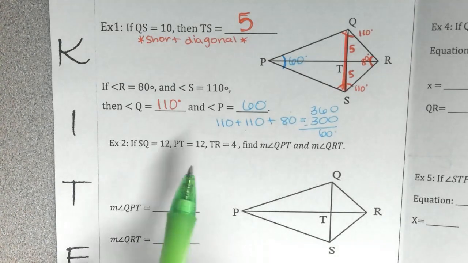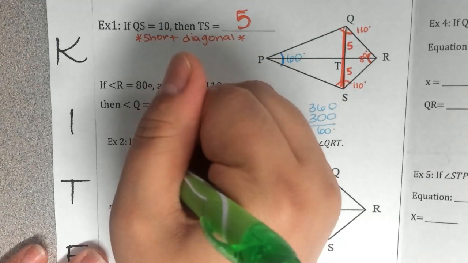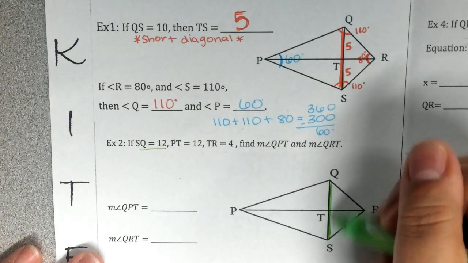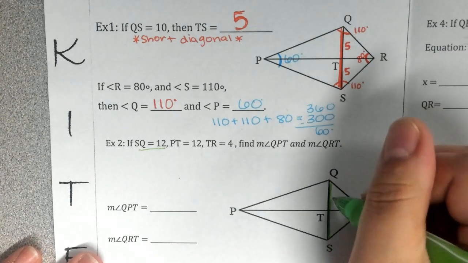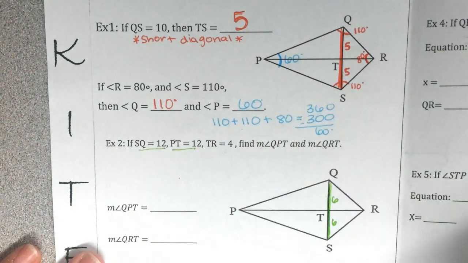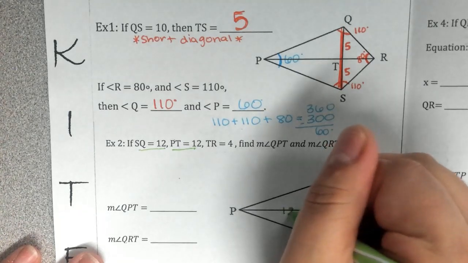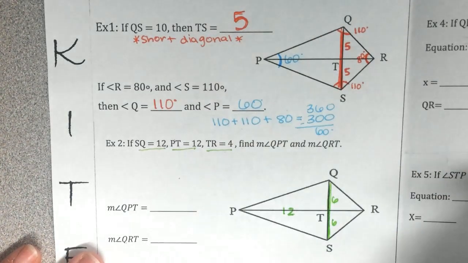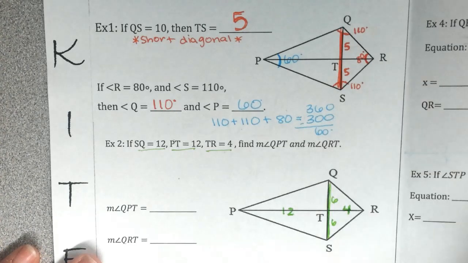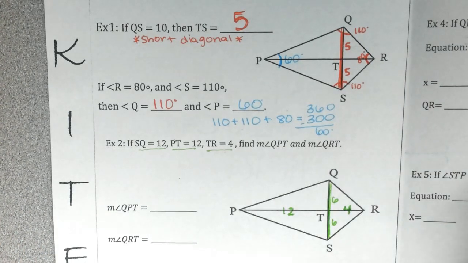All right, next one, I'm going to fill out all this stuff. SQ is 12. If this whole thing is 12, what do I know? 6 and 6. PT is 12. TR is 4. Ooh. Find QPT.